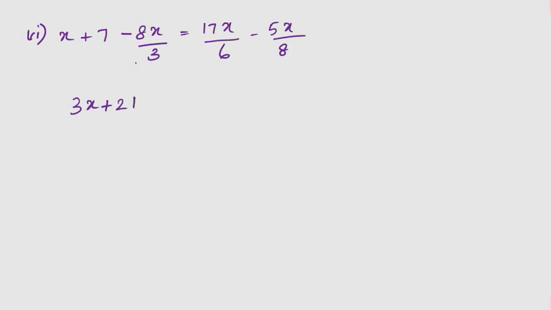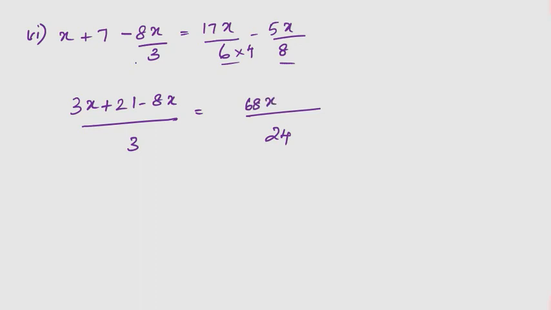Next question, x plus 7 minus 8x by 3 is equal to 17x by 6 minus 5x by 8. So let us solve this simultaneously both on LHS and RHS. So here if we take the LCM on the LHS we get 3. So we get 3x plus 7 multiplied by 3 is 21 minus 8x divided by 3 is equal to, and here in the RHS part for 6 and 8 if we take the LCM value is 24. So 6 multiplied by 4 we get 24. So multiply 17 into 4 we get 68.